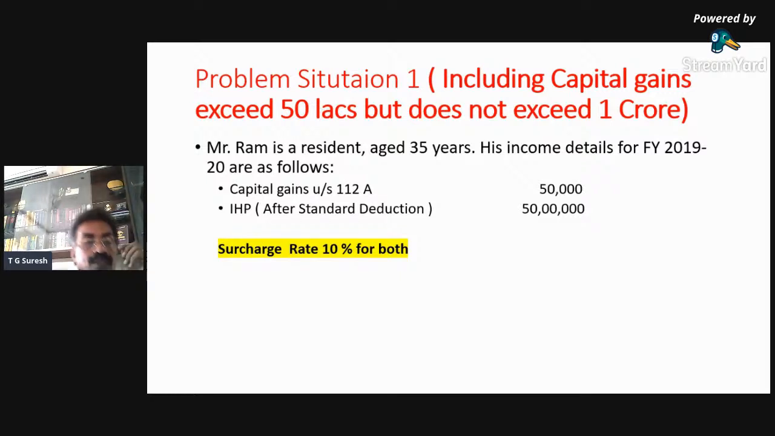So 112A 50,000, other income 50 lakhs. See, on 112 you don't have any tax because it has not exceeded 1 lakh. But again, what is very important is 50,000 is not exempt from tax, right? So that's a very crucial point. Since that is not exempt from tax, you ought to be slightly careful with that particular point.